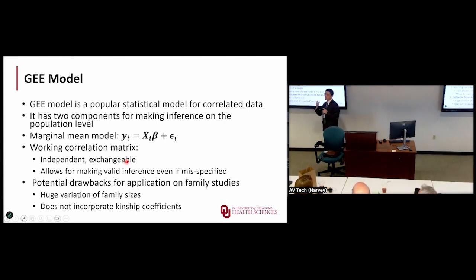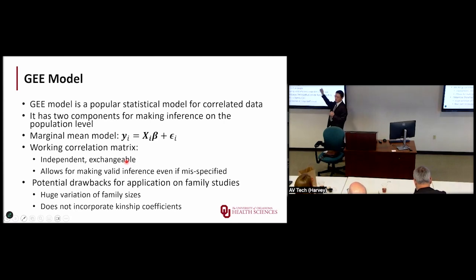Oftentimes we use very simple structures. For example, independent, which assumes all the members are independent. We know that's wrong. We know they are correlated. Or exchangeable, which assumes they have the same correlations. For example, the correlation between grandparents and grandchildren is the same as the correlation between parents and children. And so again, that's a little bit better, but still maybe wrong.